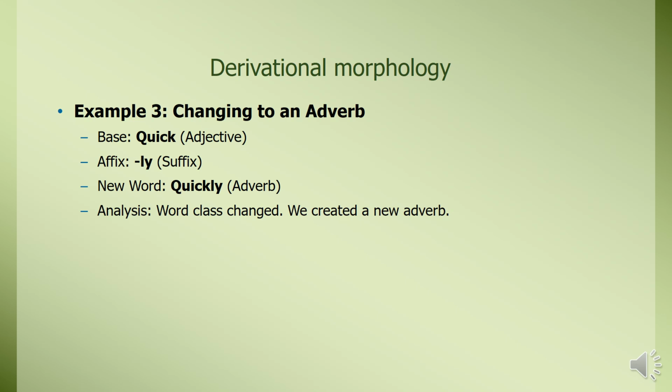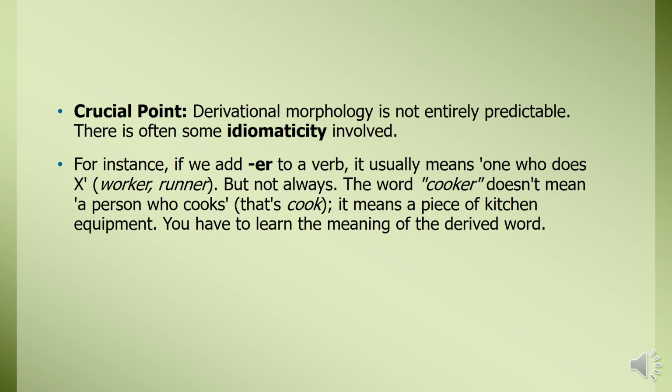Also here we have quick, adjective, quickly, adverb, and the word class has changed. And this is the sense in which it is derivation. The crucial point is that derivational morphology is not entirely predictable, because sometimes there are things you cannot predict from the structure, particularly by adding the er, which produces what you might think of as an agent who does something.